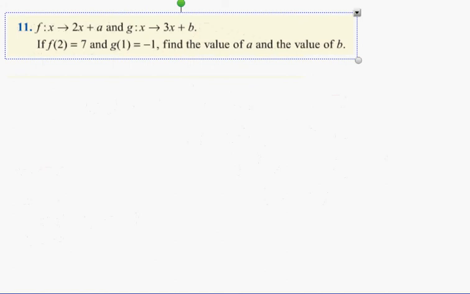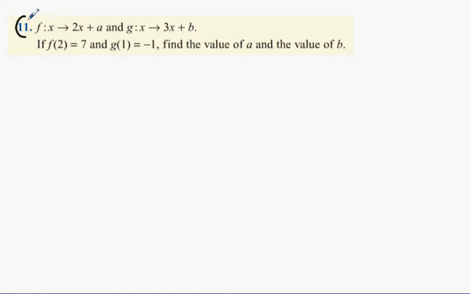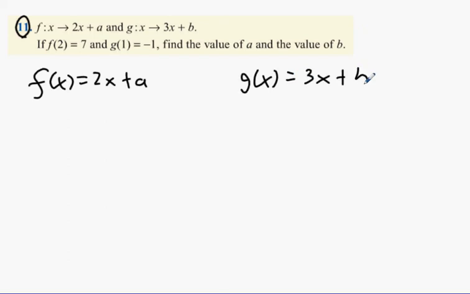Now 11. F of x is 2x plus A, g of x is 3x plus B. Basically, f of x is 2x plus a. G of x is 3x plus b. Lee, what's the input on f of x? What represents the input? Just this formula here, what's the input? X is the input. Okay?